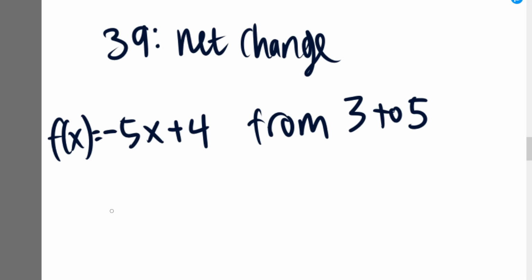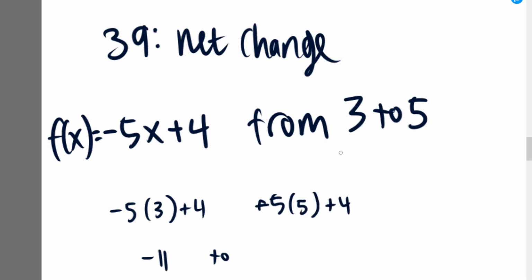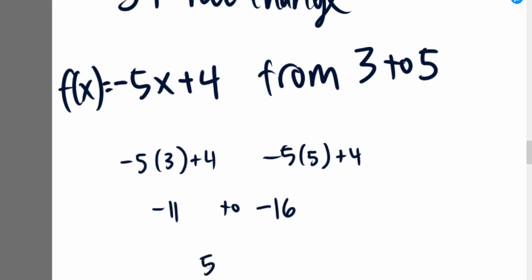So we'll do negative 5 times 3 plus 4, which is negative 15 plus 4, which is negative 11, and then from 5, negative 5 times 5 plus 4 is equal to 20 plus 4 to 24. Oh, sorry, my bad. Nope, not 24. Because this will be negative 20, which will be negative 20 plus 4, so negative 16. It looks like the net change is going to be 5.